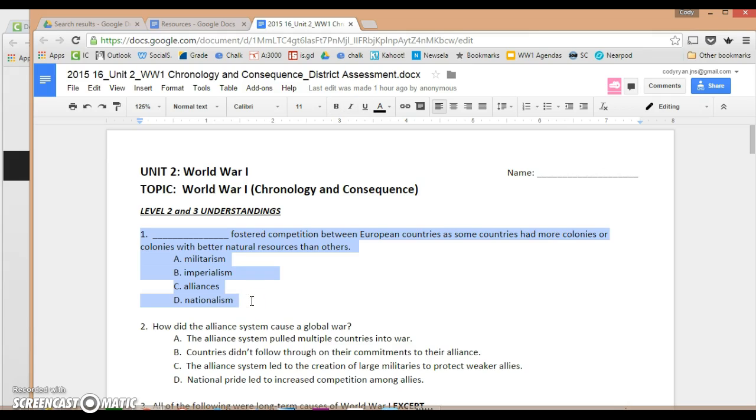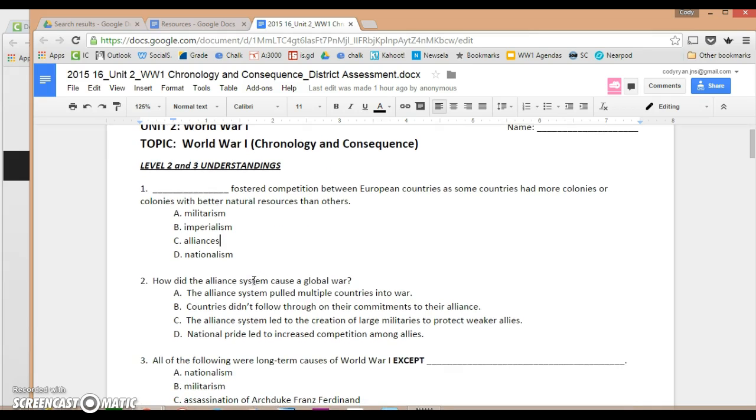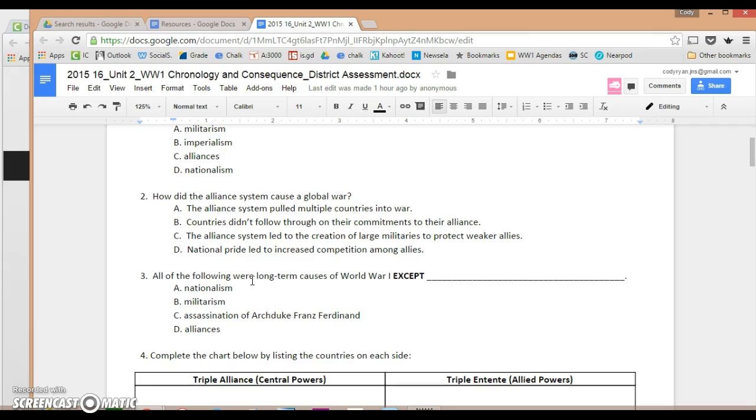Number 1, blank fostered competition. So fostered just means built up or created. So created competition between European countries, as some countries had more colonies or colonies with better natural resources than others. Does that refer to militarism, imperialism, alliances, or nationalism? Which word would best fit in that blank? Remember to pause if I'm going too fast.